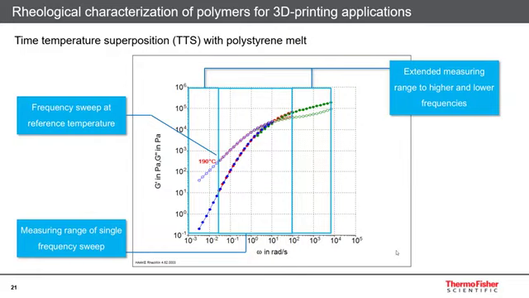At low frequencies, the sample is in the terminal region and the polymer melt behaves predominantly viscous. In the terminal region, material behavior is mainly governed by long molecule chain relaxation processes. Also, in the terminal region, G' and G" typically have slopes of 2 and 1 in a double logarithmic plot, like it's shown here. At medium frequencies, a transition occurs with a crossover between G' and G".